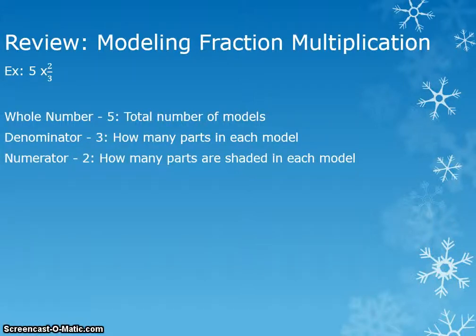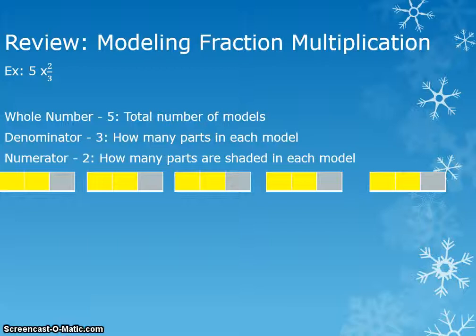With this information, our model would look like this. We have 5 models. Each model is divided into 3 parts, and each model is shaded in 2 of those parts. Therefore, my total number of shaded parts is 10, which makes my fraction 10/3. And when you change that into a mixed number, your final answer is 3 1/3. This should be a review from yesterday.